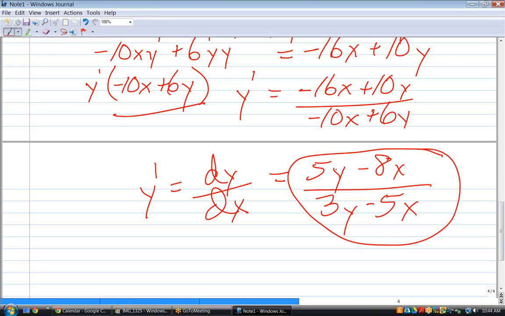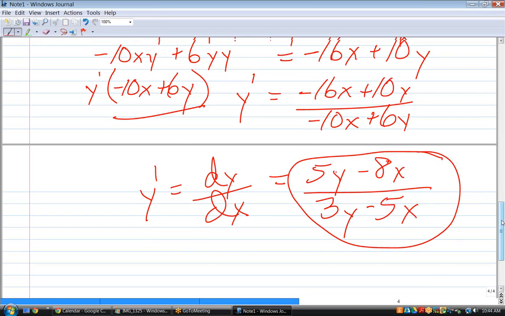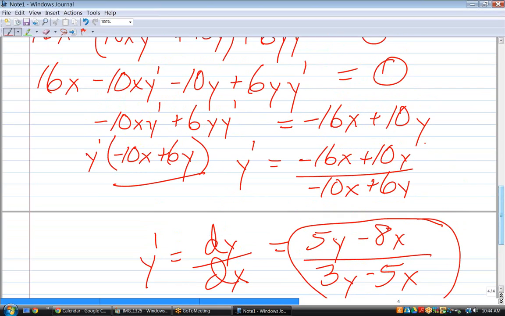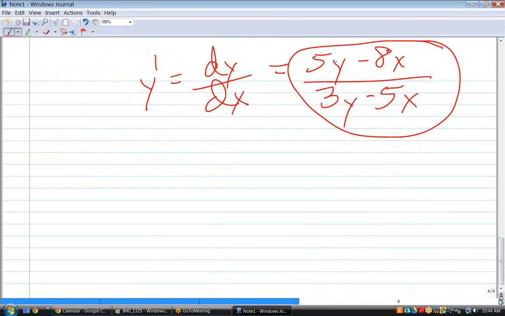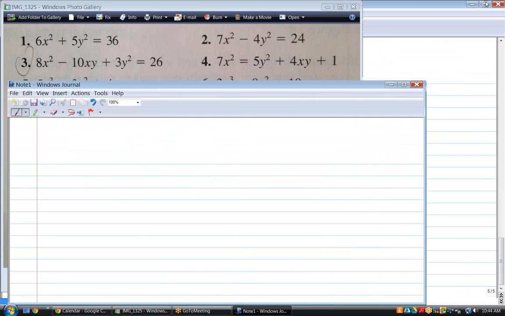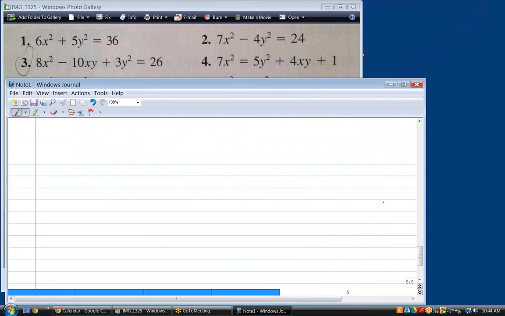Okay? So these are kind of the hard ones of implicit differentiation because they require this step right here, where you factor out the y prime from all the terms that are on the left side. All right? Let's let you do number 4.